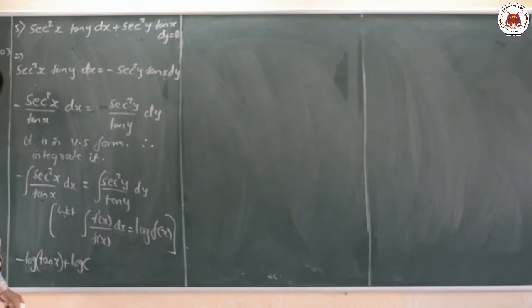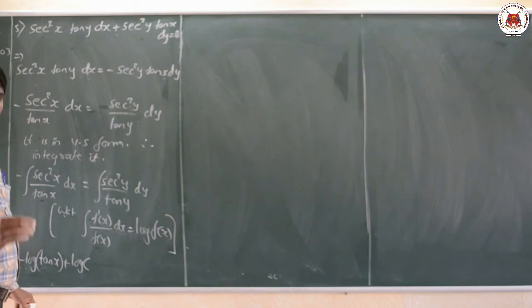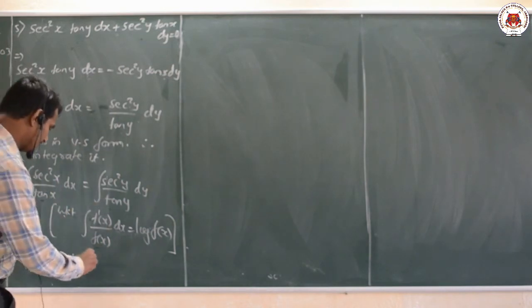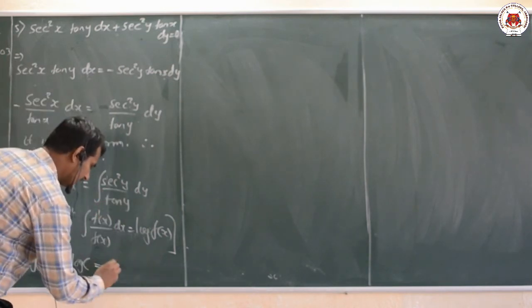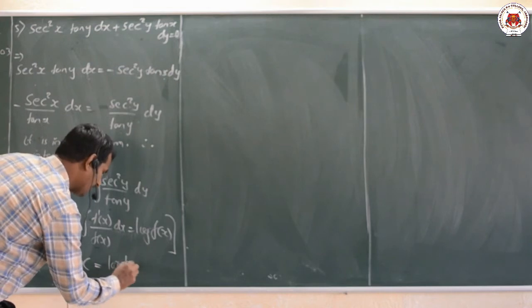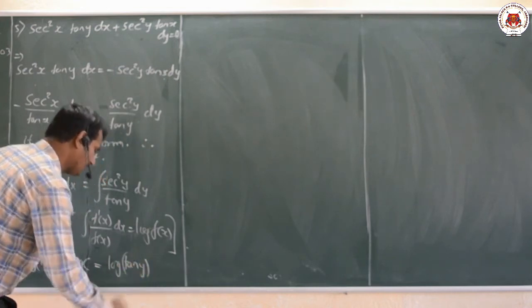Instead of taking c here, I can take log c also. Why? Because it is an arbitrary constant. Arbitrary means what? Chosen. Okay. Now similarly, equal to log of tan y. Dear students, it is nothing but tan y.